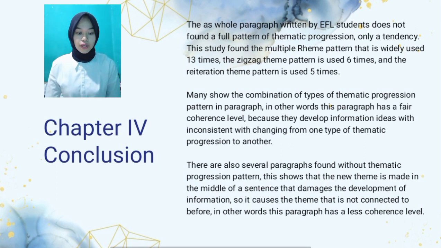Many paragraphs show a combination of types of thematic progression patterns. In other words, these paragraphs have a fair coherence level because they develop information inconsistently, changing from one type of thematic progression to another.